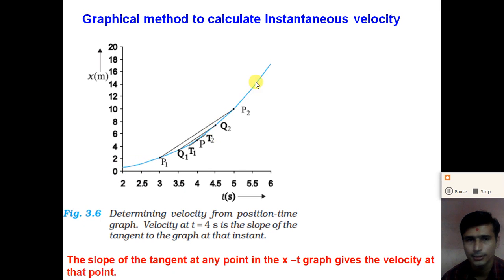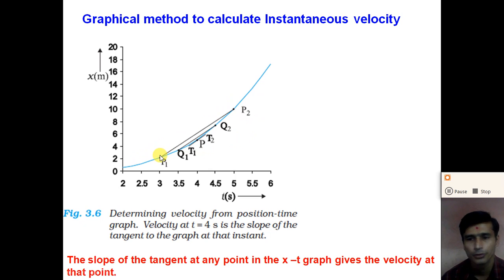So consider this position time graph, right? If we want to find the velocity at time t equal to 4 second, how can we calculate the instantaneous velocity at time t equal to 4 second? So for that, first we take a point P1 at time t equal to 3 second and P2 at time t equal to 5 second. Select these 2 points, t equal to 3 second and t equal to 5 second, point P1 and P2 on the graph, and draw a straight line joining the points P1 and P2.